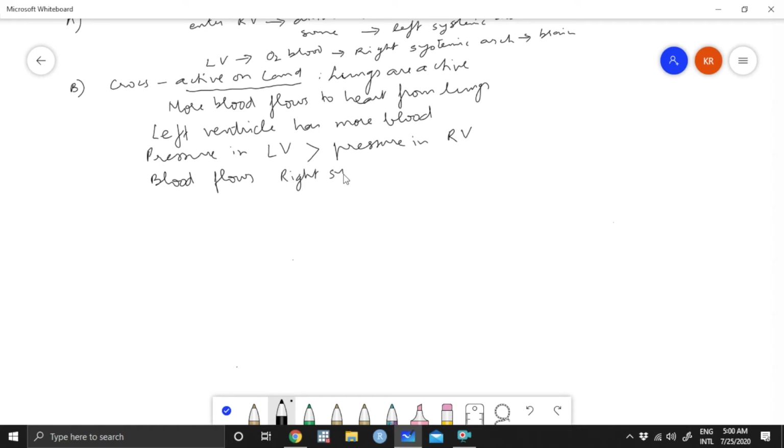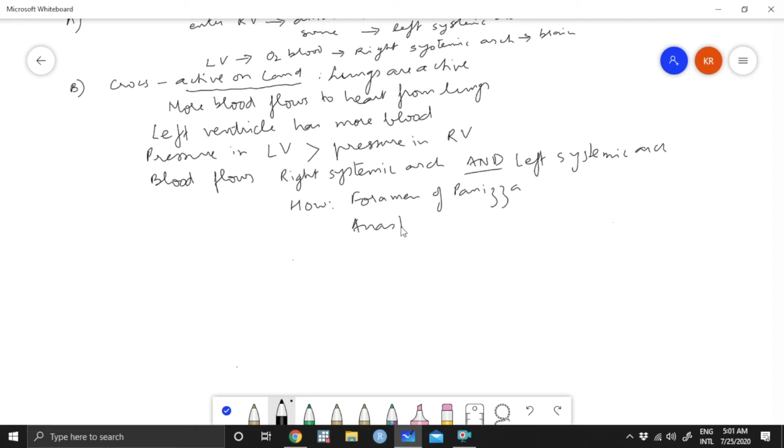right systemic arch and left systemic arch. How? Through the foramen of Panizza. And secondly, through anastomosis. So this is A and this is B.